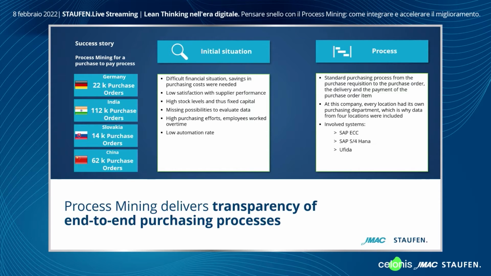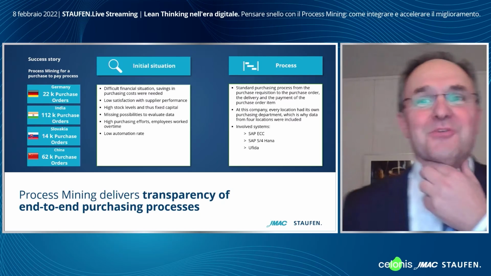This machinery equipment company was really in a difficult financial situation. So we had the contract to find cost savings. Also, supplier performance was low, high stock levels, and basically no data available to evaluate the situation. So here we really went with the standard purchase to pay process, just as Enzo showed before.